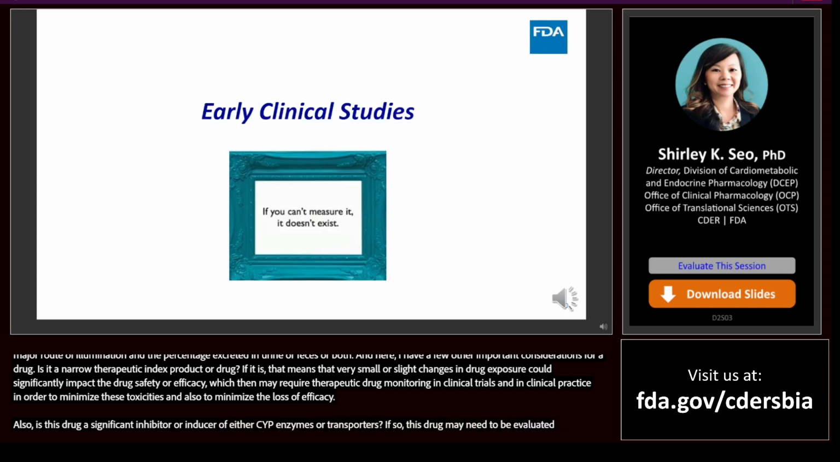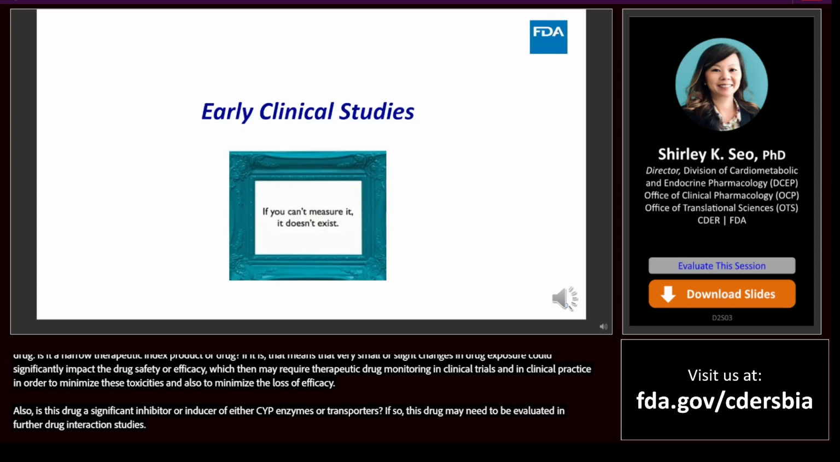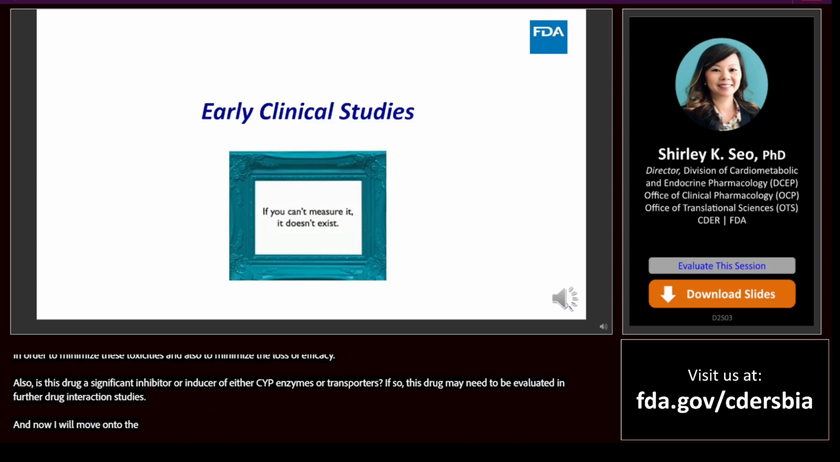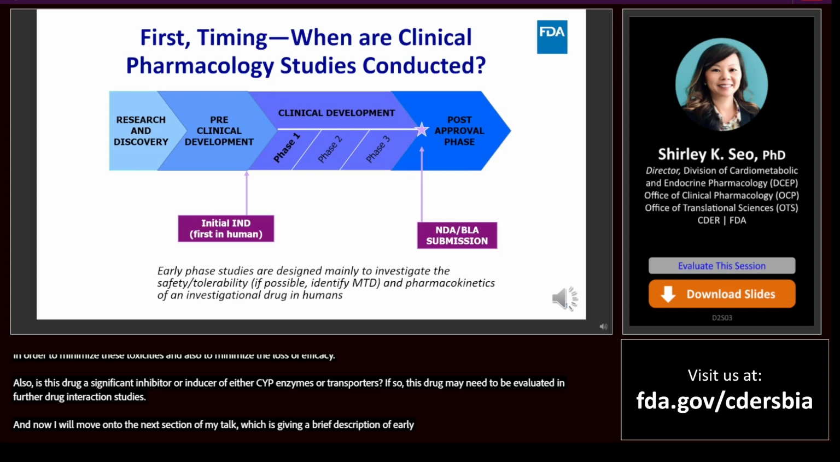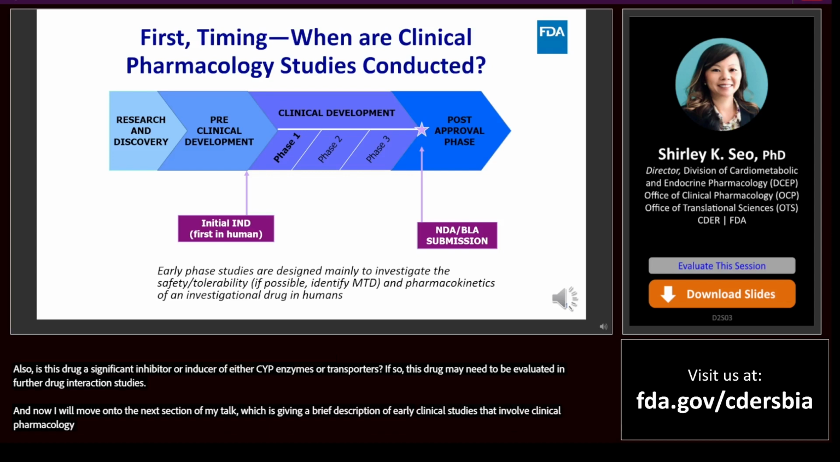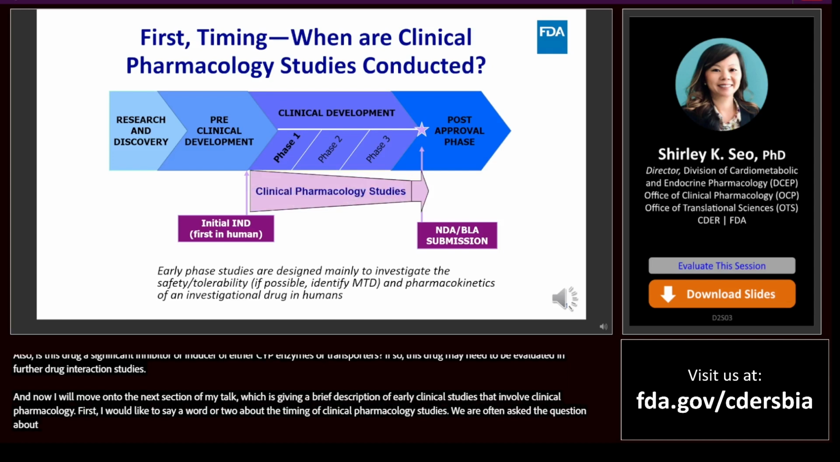And now I'll move on to the next section of my talk, which is giving a brief description of early clinical studies that involve clinical pharmacology. First, I'd like to say a word or two about the timing of clinical pharmacology studies. We're often asked this question about when should I conduct them? Well, the answer is as early as possible.